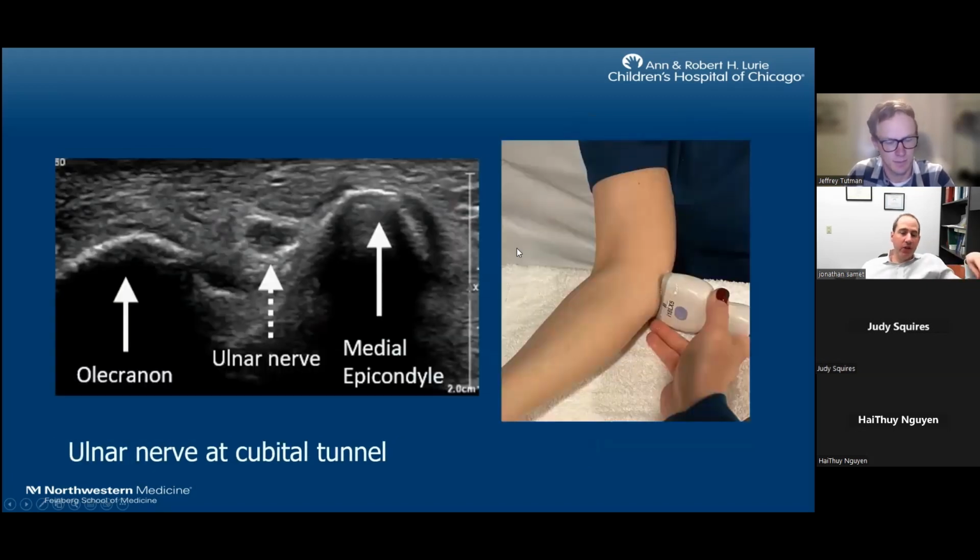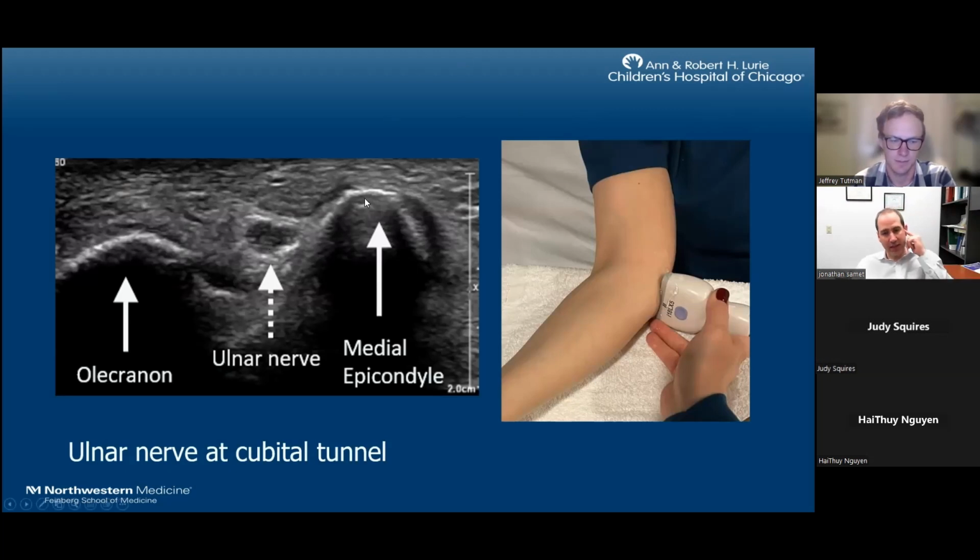Now, the one that you are much more commonly going to be asked to evaluate in peds is the ulnar nerve. They always want to know, is the ulnar nerve at the cubital tunnel subluxating? What's going on with the ulnar nerve? So you put your probe in transverse. What I do, I think the best way, is to just feel on the patient, feel the medial epicondyle, the most superficial bony bump. Everyone knows they have the bony bump. Put the probe right over the bone. And what you're going to see is a picture like this.